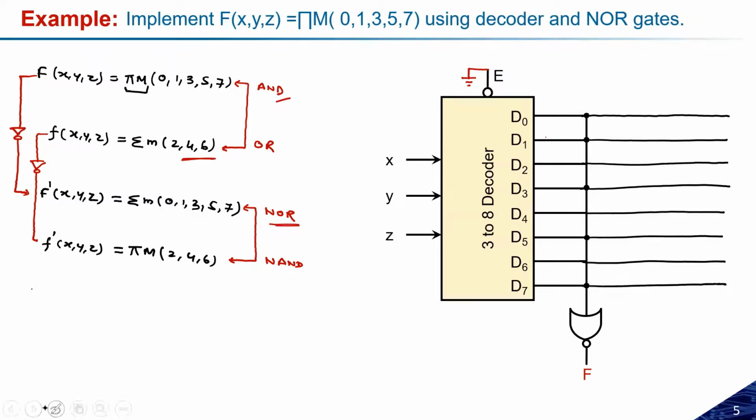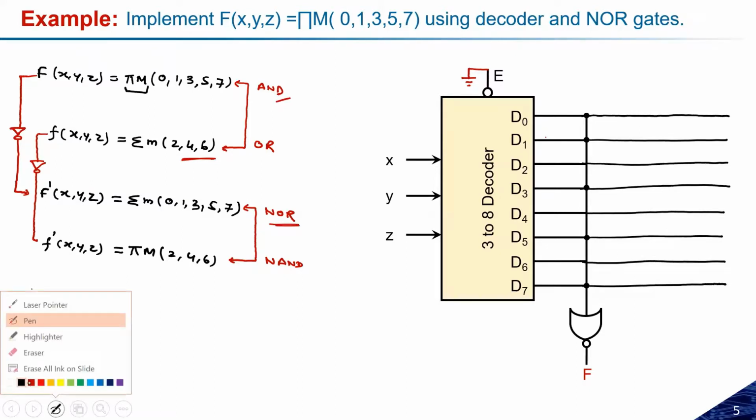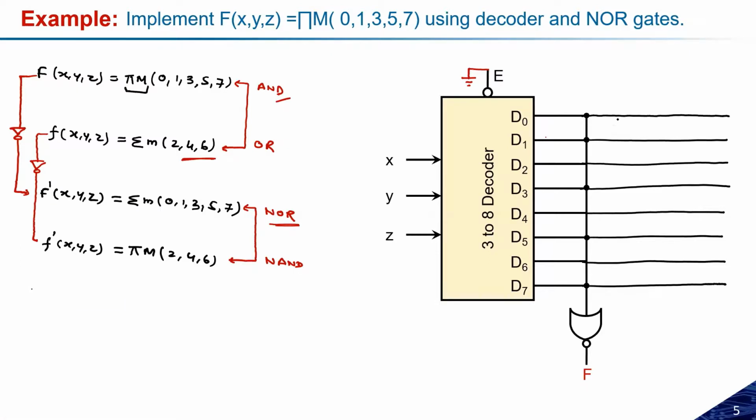Okay, here are some lines. Now let us do one by one. I can have an OR gate. If I have an OR gate and I want to make the same function with the help of OR gate, then 2, 4, and 6 will be bubbled. 2, 4, 6 will be bubbled.